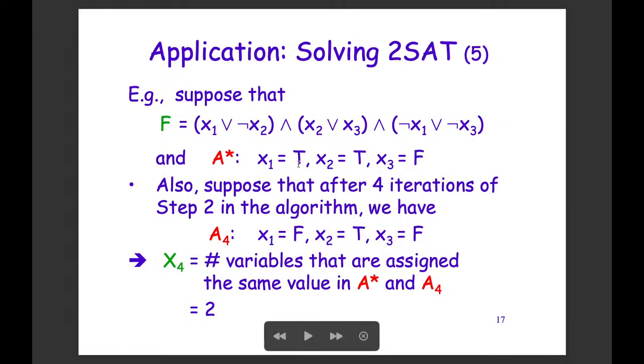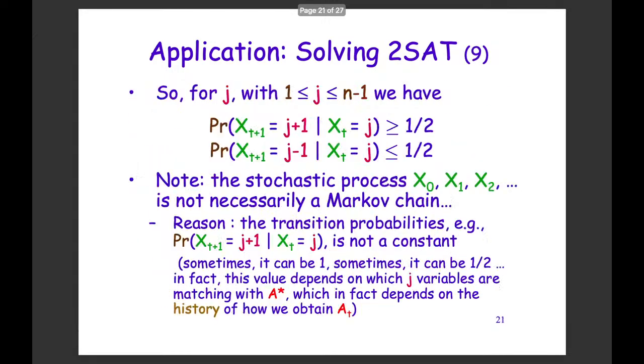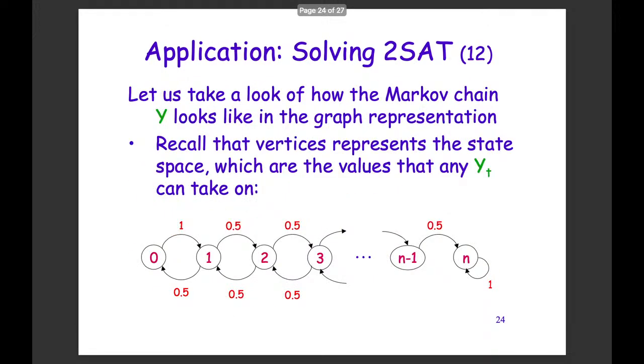We will see that currently we have two variables that are matching between the current assignment and the optimal correct assignment. So x2 is correctly assigned, x3 is correctly assigned, and this is not. But by doing random assignment here, at least we will have half of a chance to make our current assignment a little bit closer to the optimal assignment. And of course, with 0.5 chance, we may be farther away. And somehow we can describe our process similar to a Markov chain like this.